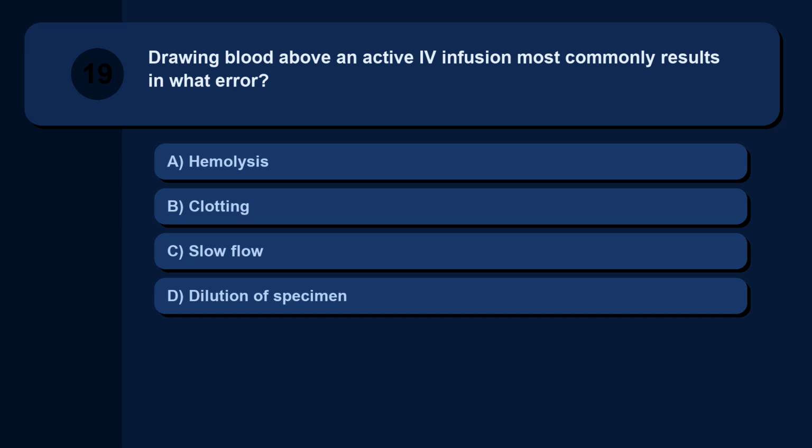IV fluids dilute blood components, causing falsely low laboratory values and inaccurate clinical interpretation. The opposite arm should always be used when possible.